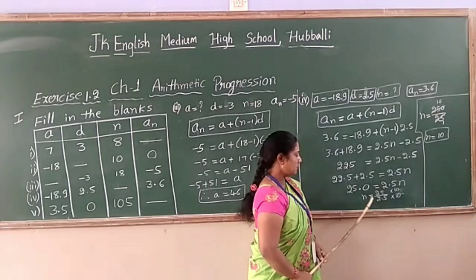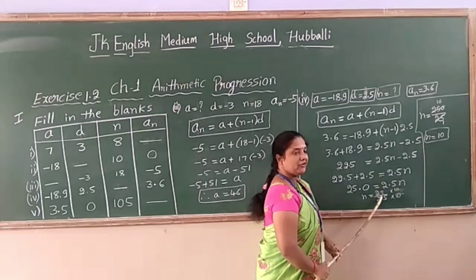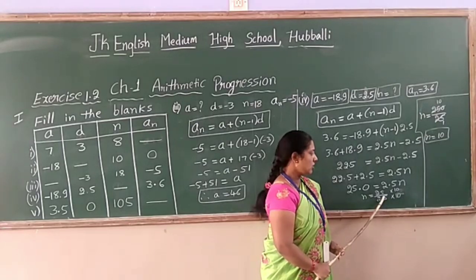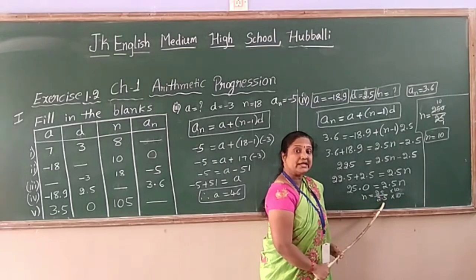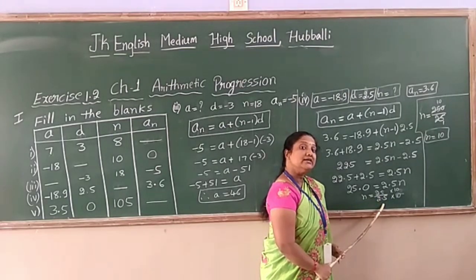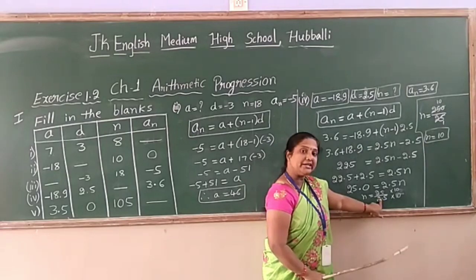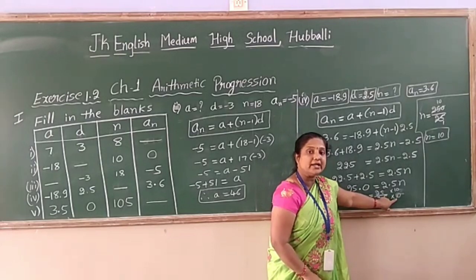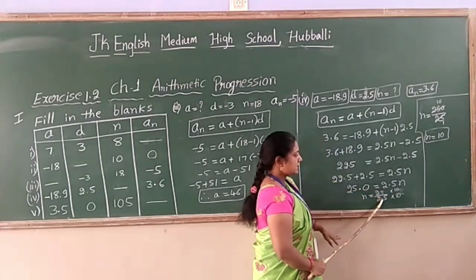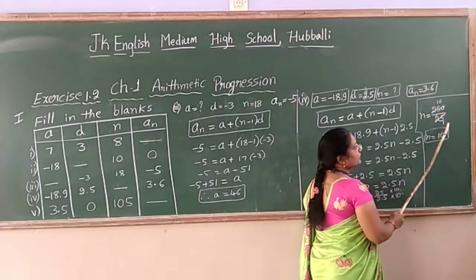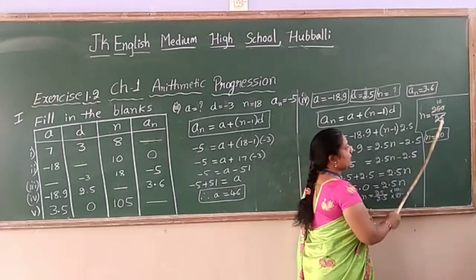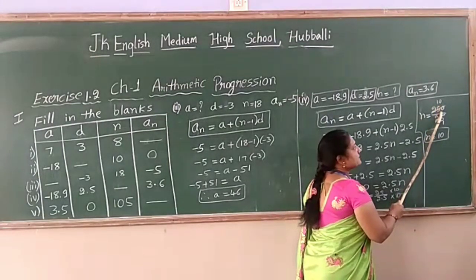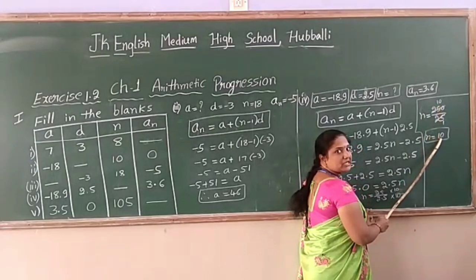To find the n value, n is equal to 25 divided by 2.5. Some children will get confused in dividing because the numerator is a whole number and the denominator is a decimal number. So you have to convert the decimal number to a whole number. After the decimal point, one digit is there, so you multiply both numerator and denominator by 10. Then the decimal point gets cancelled. It becomes 250 divided by 25. After dividing, we get the n value as 10, because 25 tens are 250. So the n value has become 10.